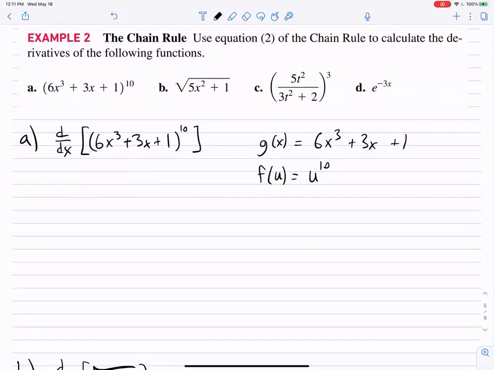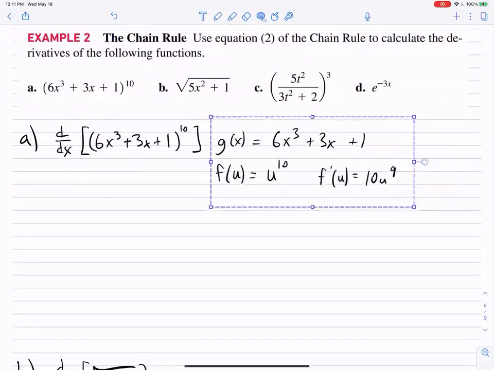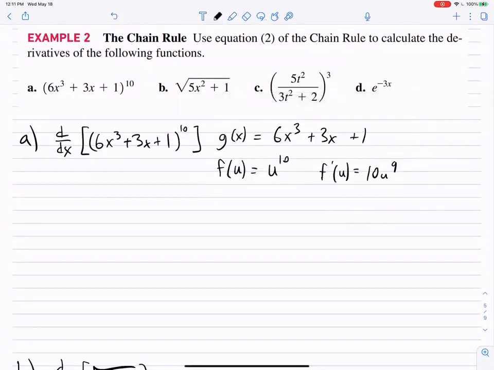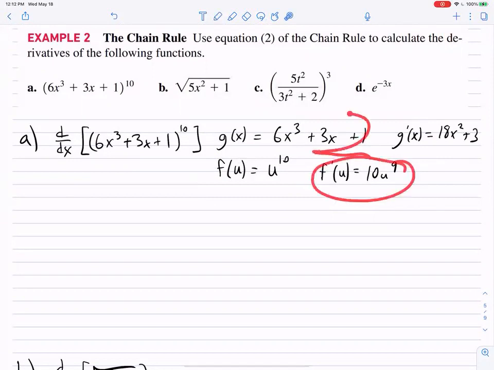And so f prime of u is 10u to the 9th, and then g prime of x is, well, I'll move it over and write it. So it's just using the prime notation. This will be 18x squared plus 3. And so it's f prime of u evaluated at g of x times g prime of x.